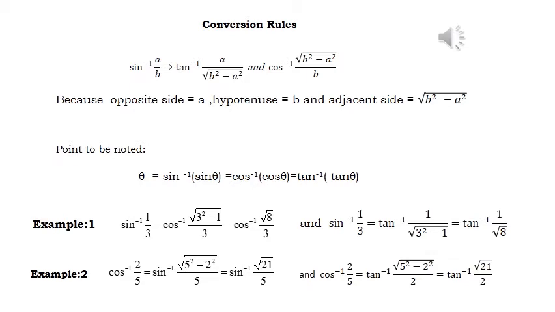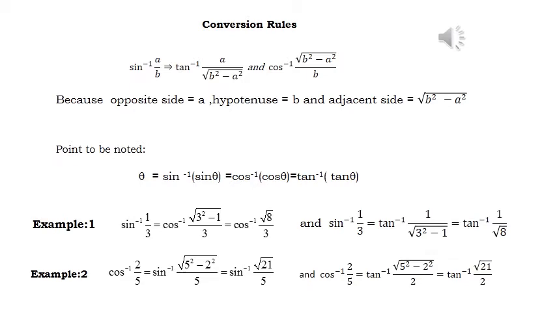Look at the second example. Cos inverse 2 by 5. So 2 is proportional to the adjacent side and 5 is proportional to the hypotenuse. So sin inverse equals opposite side to the hypotenuse, without a common factor. So sin inverse of root of 5 square minus 2 square, divided by 5. This is the simplest method, shortcut form. So sin inverse of root 21 by 5 is nothing but cos inverse of 2 by 5.